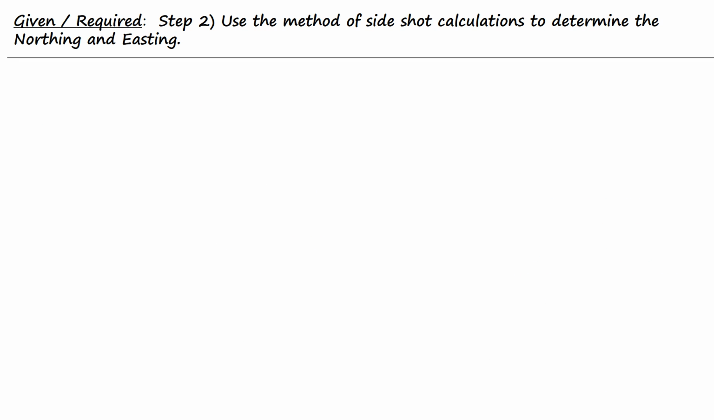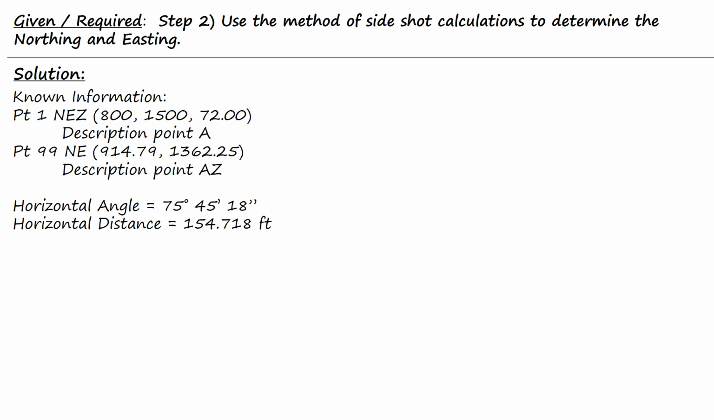Now in step 2, we're going to use the method of side shot calculations to determine the northing and the easting. So the solution is, we know the x, y, z, the northing, easting, and z elevation of point 1, and the northing and easting of the azimuth angle that we're taking. So the horizontal distance and angle that we've taken is 75 degrees, 45 minutes, and 18 seconds. This information would be collected out in the field during the field exercise. The horizontal distance of 154.718 is taken from the previous calculations in step 1.